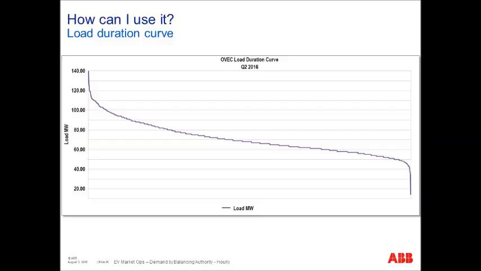So this is a duration curve that I put together based on hourly data from Q2 of 2016 for the Ohio Valley Electric Co-op. So pretty interesting. It's just another way that you can visualize load. A lot of people are preferring to use these sometimes in their analyses, so it is something that is made available in the Velocity Suite.